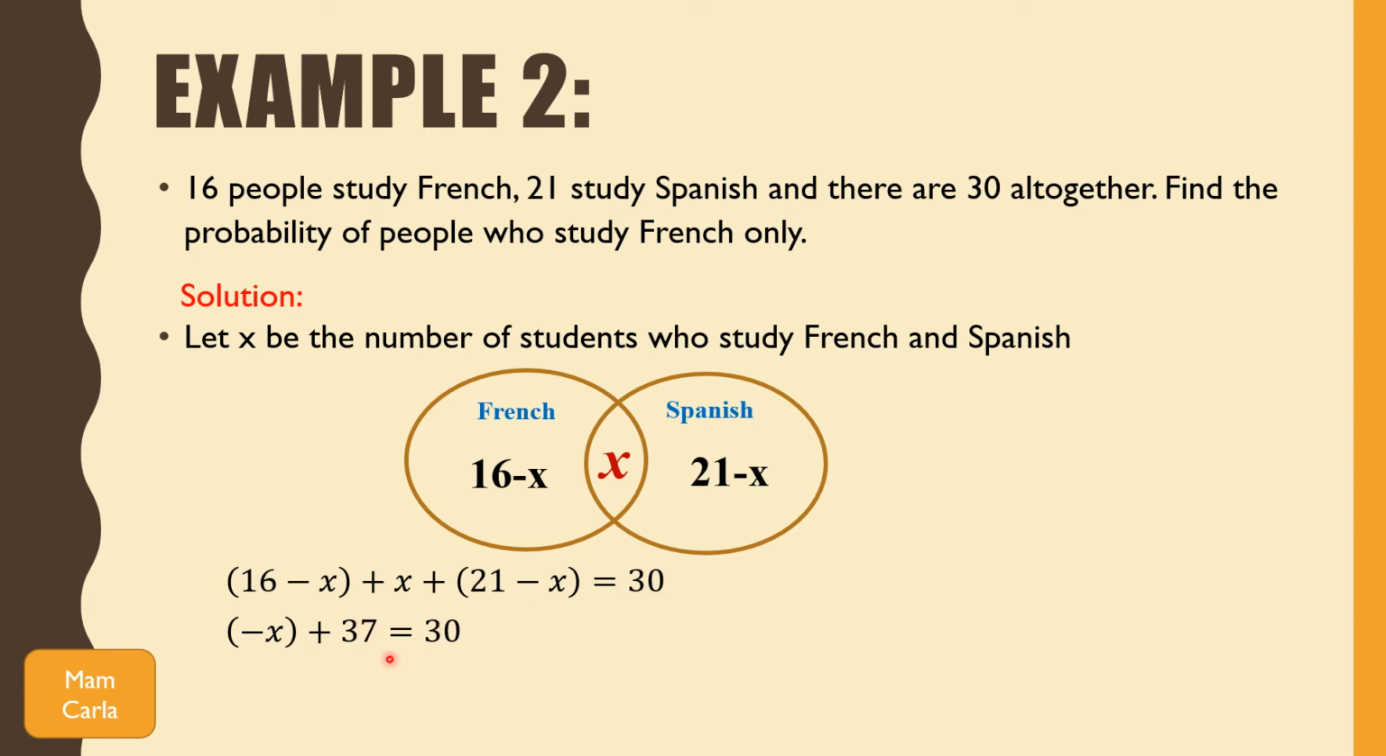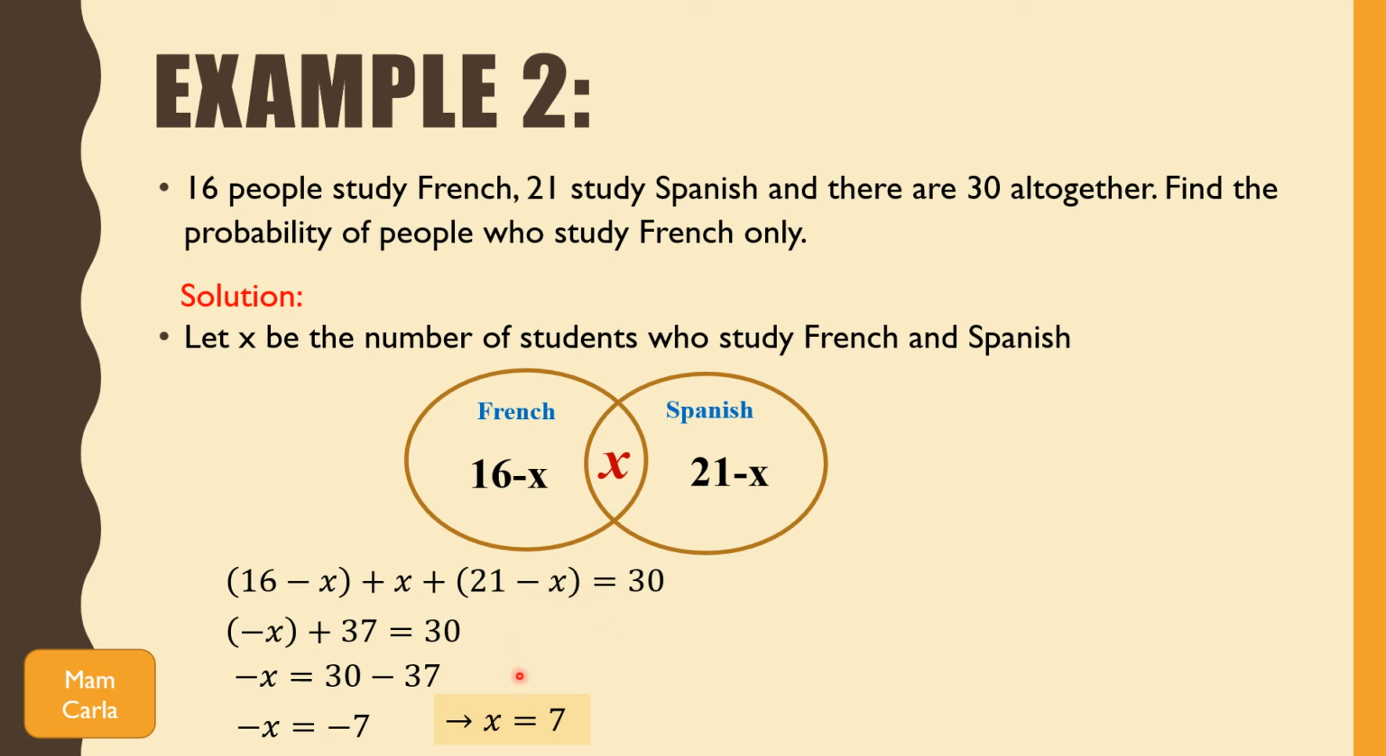We just copy 30. And then since we are solving for the value of X, we transfer 37 to the right side of the equation. There we have negative X equals 30 minus 37. So negative X here is equal to 30 minus 37, which is negative 7. That is why the value of X is 7.